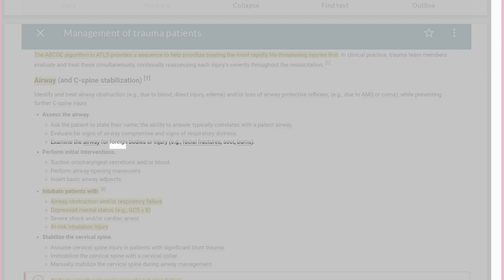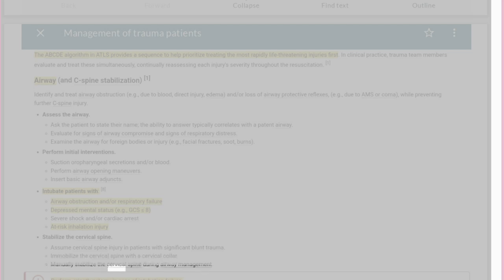Examine the airway for foreign bodies or injury, for example facial fractures, burns. Perform initial interventions. Suction oropharyngeal secretions and/or blood. Perform airway opening maneuvers. Insert basic airway adjuncts. Intubate patients with airway obstruction and/or respiratory failure or depressed mental status, for example by GCS. Immobilize the cervical spine with a cervical collar.